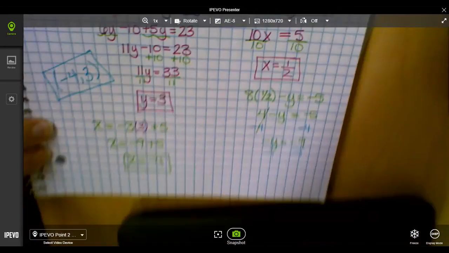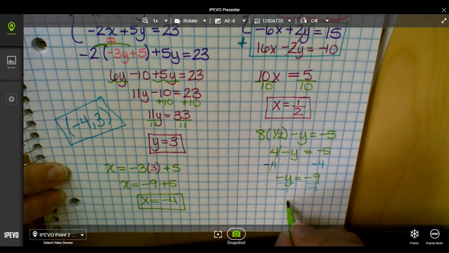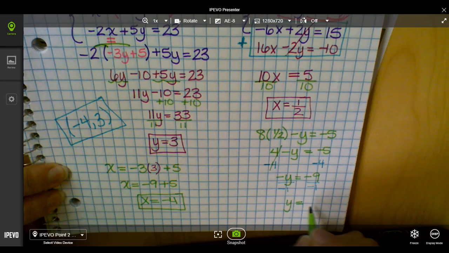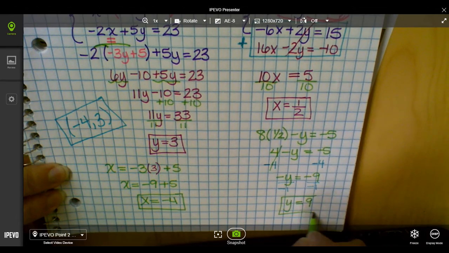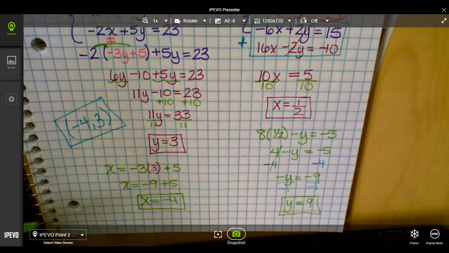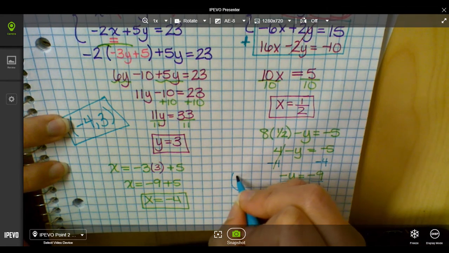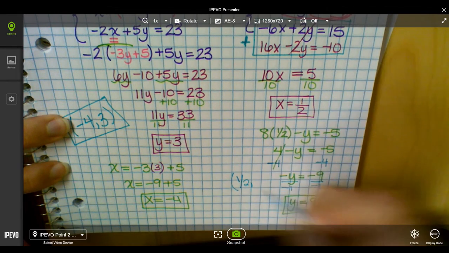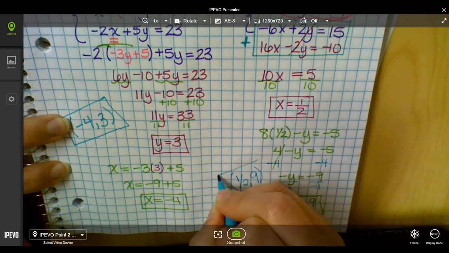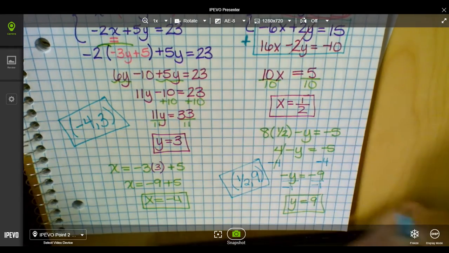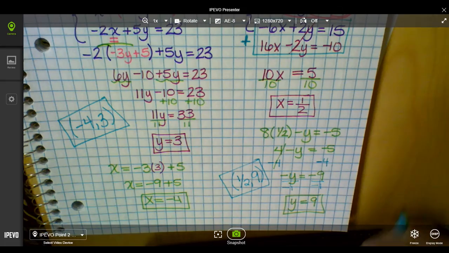Let's move this down before I forget again. So -9 divided by -1 is just +9. And then it's not over until you write it as an ordered pair. So my actual answer for this one, my x is 1/2, my y is 9. And that is my answer.